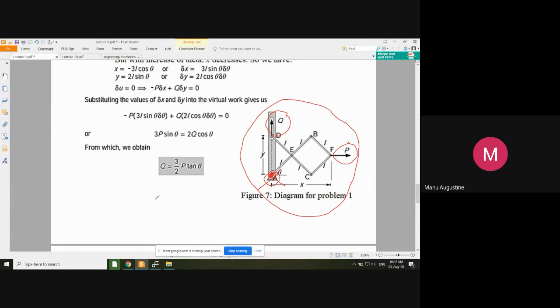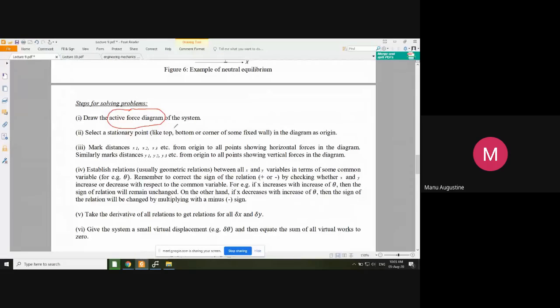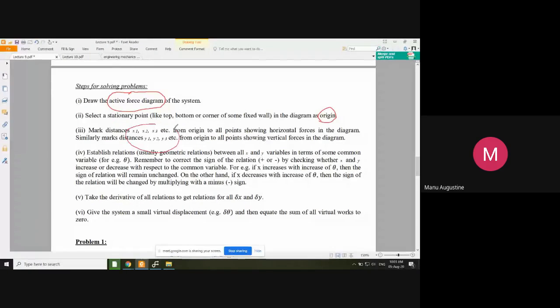Active forces are those forces which can produce work. Free body diagram gives you all the forces, and there is no restriction on whether the forces can produce work or not. It's just a diagram of all the forces. But active forces have to be able to produce work. So first thing that you have to do is you have to draw the active force diagram, select an origin, and then mark the distances.